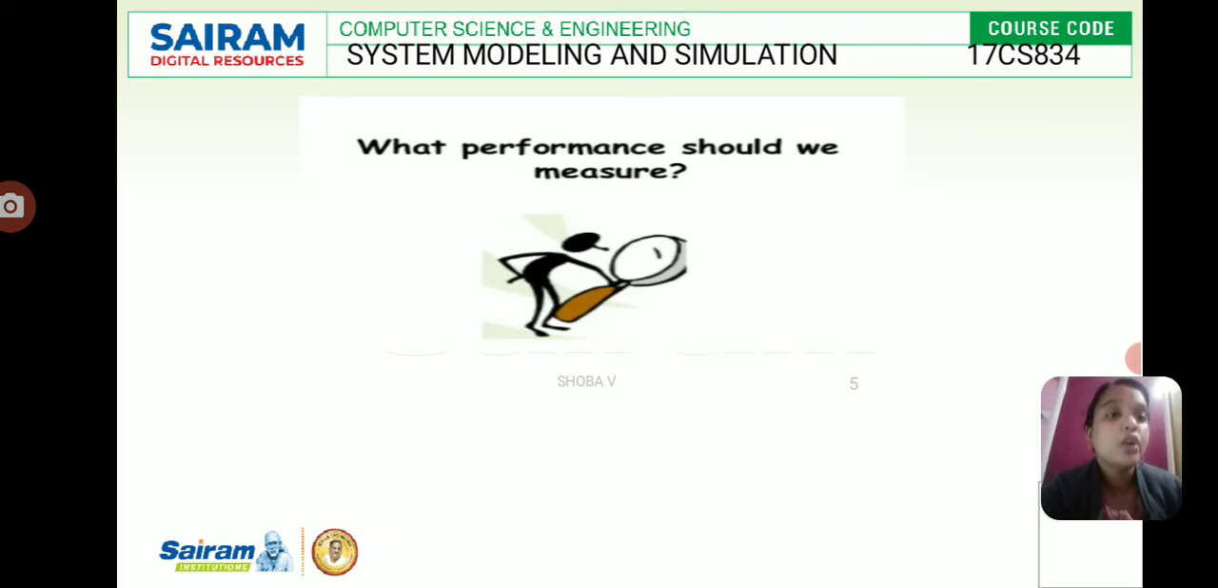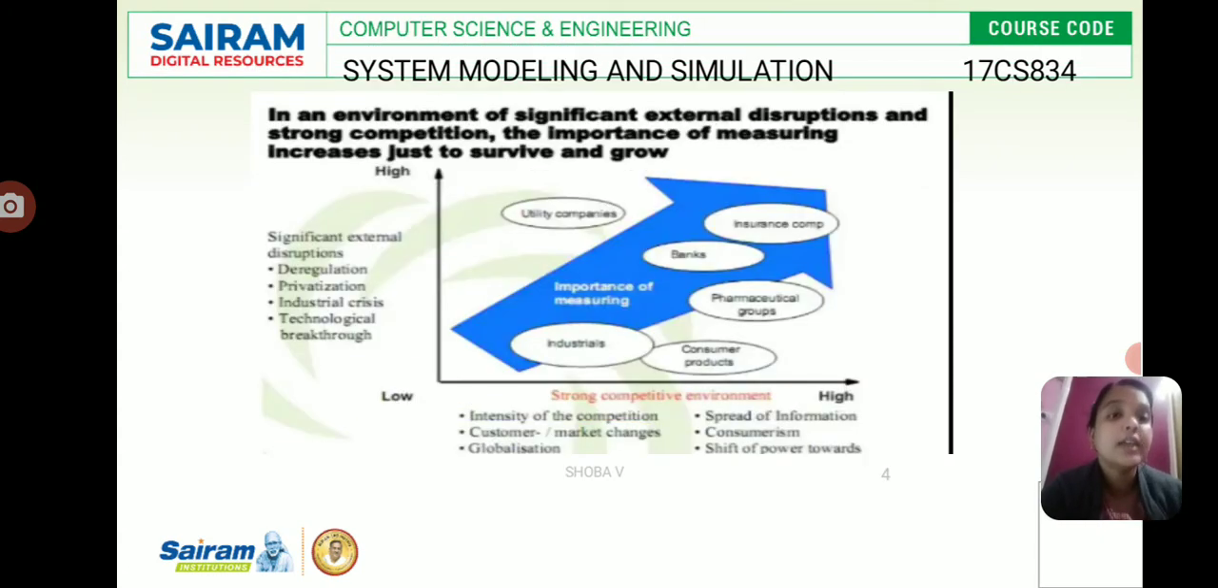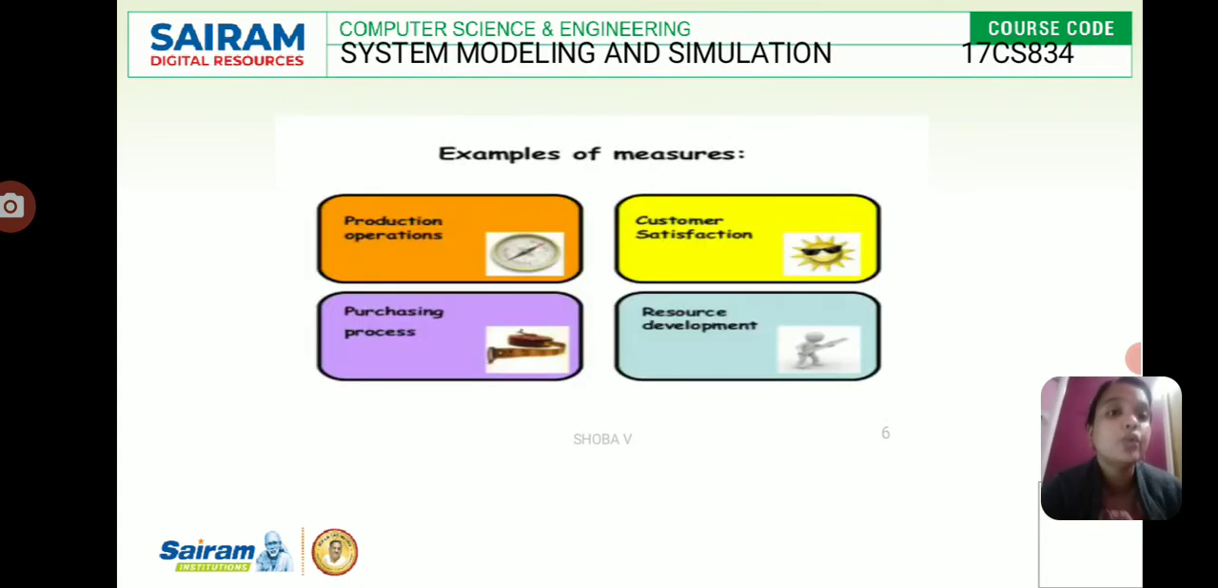And what performance should we measure? We have to measure how we can measure the performance. We do have some kind of description, that is deregulation and privatization, industrial crisis and technological breakthrough. Based on this, we can go for the measure of performance.